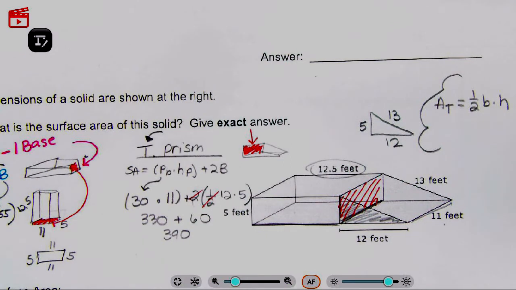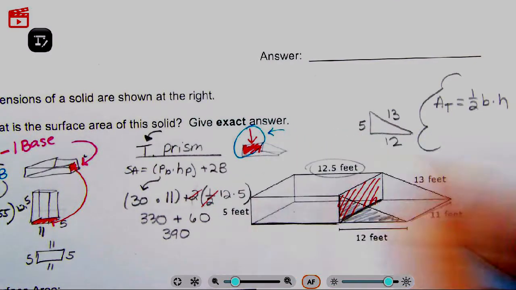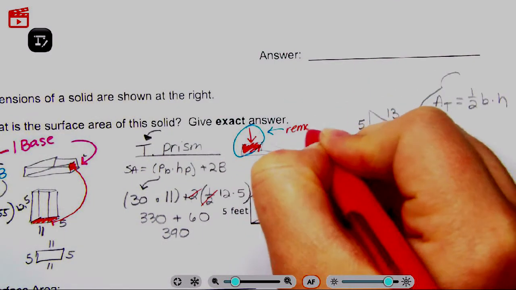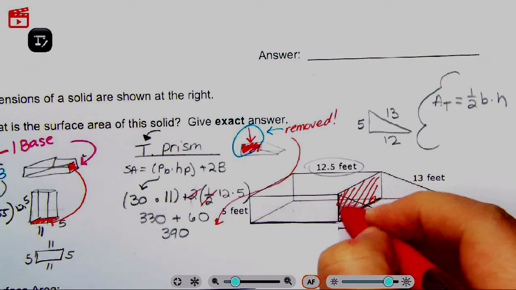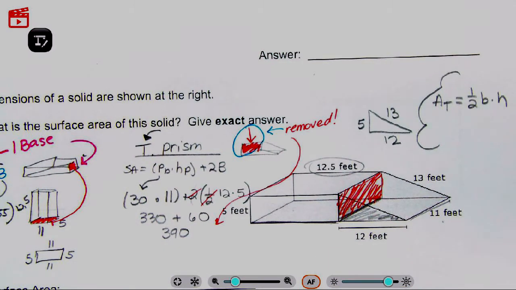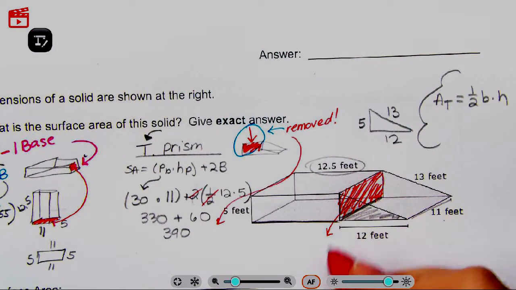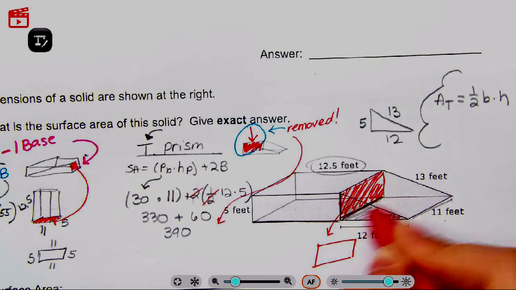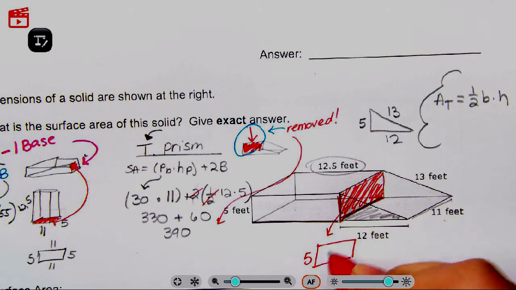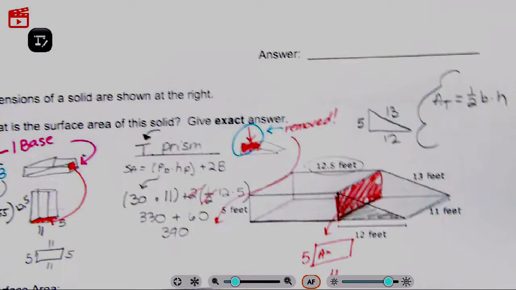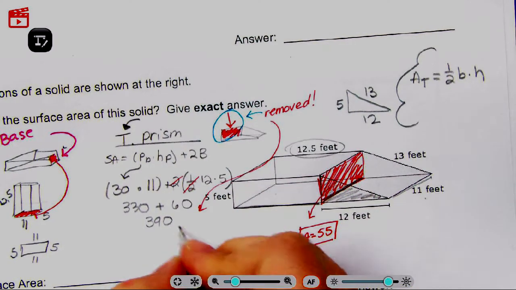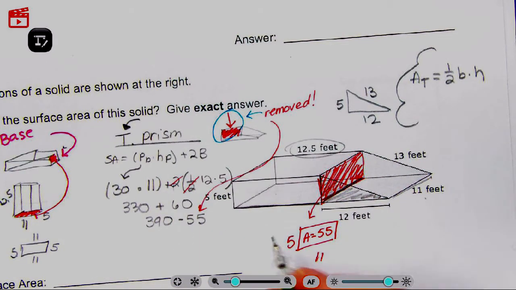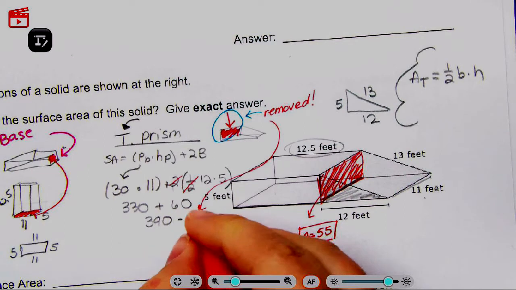However, this is not your triangular prism surface area. We have this side to get rid of, remove, subtract. It's been removed. So we need to subtract this area from your triangular prism. Well, what is this area? We have a rectangle that is 11 by 5. How do we find the area of this rectangle? It is just multiplying. So the area of this rectangle is 55. So I need to subtract 55 from here, and the reason I'm doing that is because that has been removed.